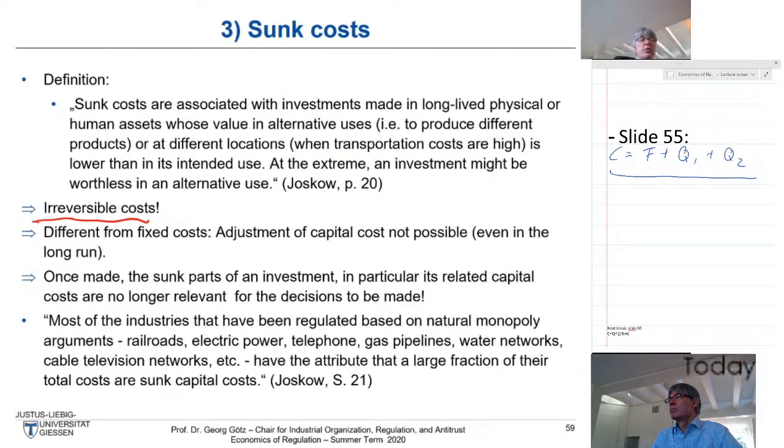Sunk costs are different from fixed costs, which we discussed previously. We cannot adjust the respective cost, the capital cost, okay?